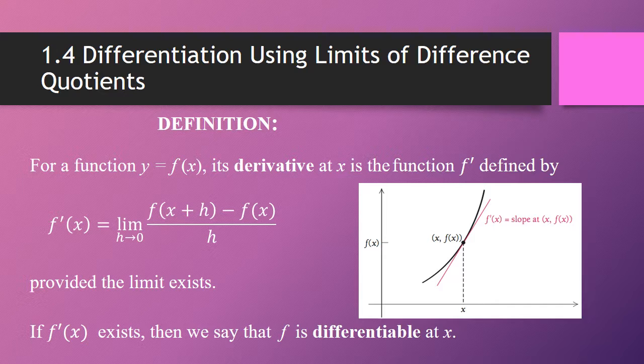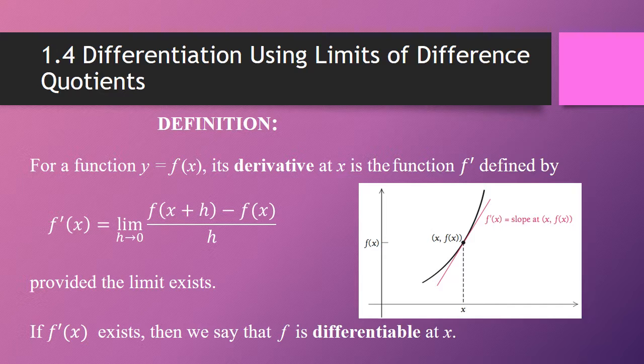Okay, a little bit more of a definition here. For a function y equals f of x, its derivative at x is the function f prime, the little apostrophe mark is read as prime, so f prime, and it's defined by f prime of x equals the limit as h approaches 0 of f of x plus h minus f of x over h, provided the limit exists.